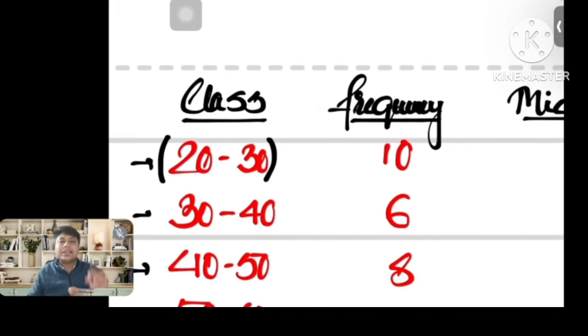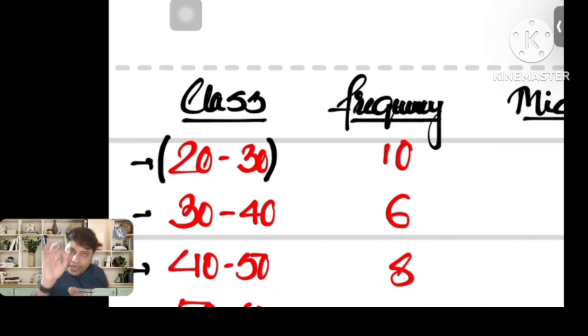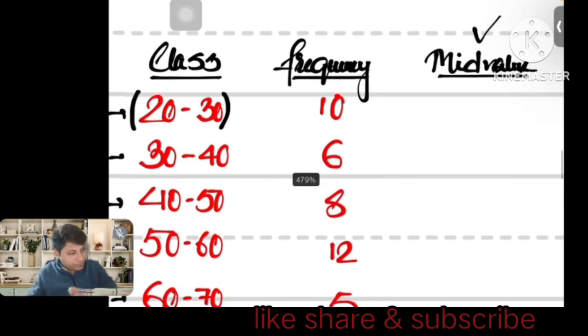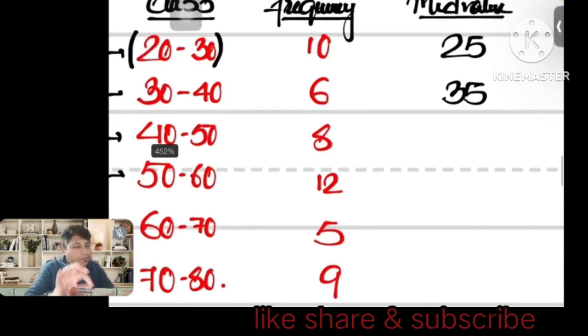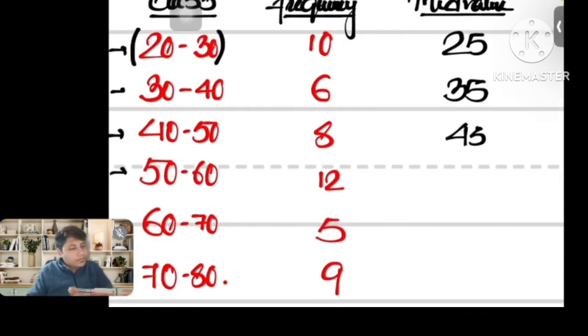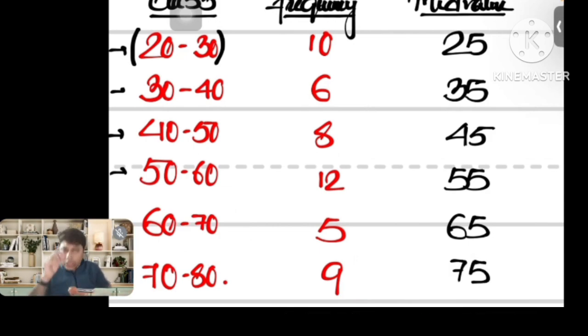It means 20 plus 30, 20 is the lower boundary, 30 is the upper boundary, or 30 plus 20, anything. Divided by 2, it comes to 25. Then next, 40 plus 30 divided by 2, it comes to 35. And the rest will be 45, 55, 65 and 75.